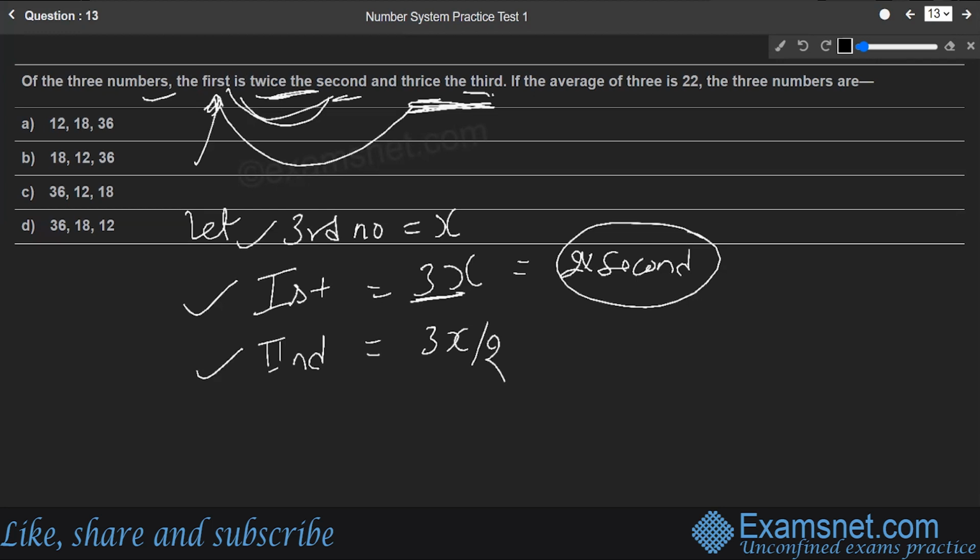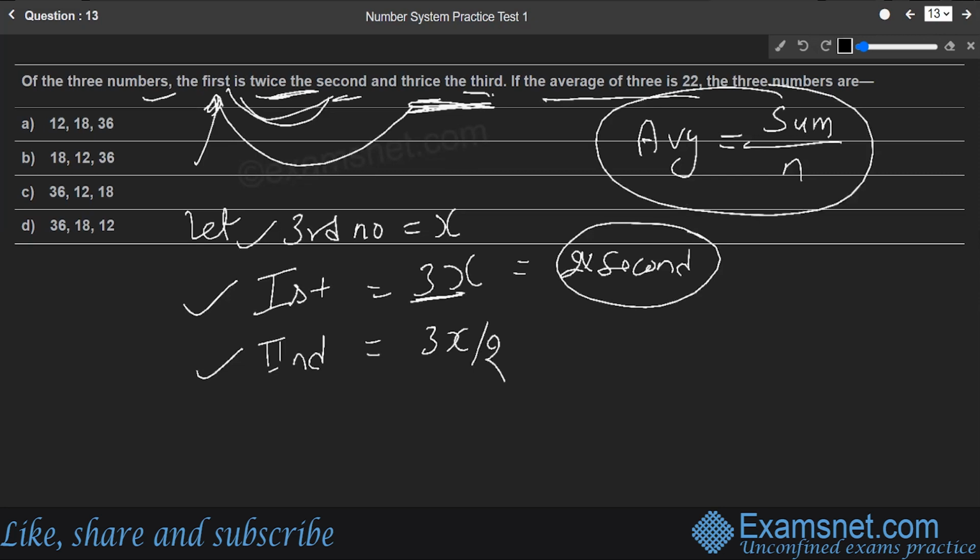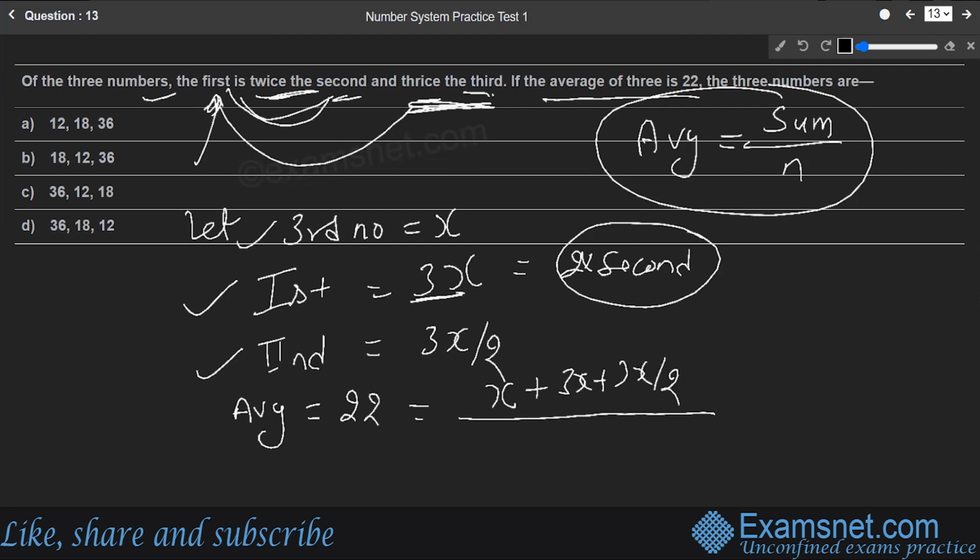Then look at the condition. The condition that is given is that the average of the three is 22. What is an average? Average of any numbers is nothing but the sum of those numbers divided by the total number of those numbers. This is the basic formula. So he says the average is 22. That can be found out by adding all of them, the sum, that is x plus 3x plus 3x by 2, and dividing by 3 because they are 3 in number. So we just need to solve this particular equation.